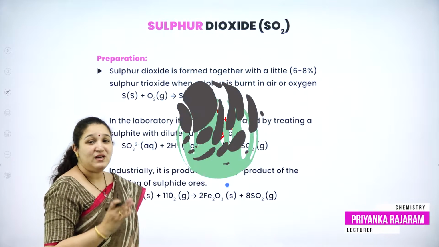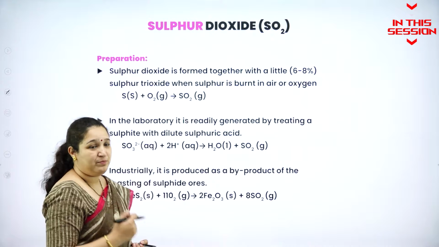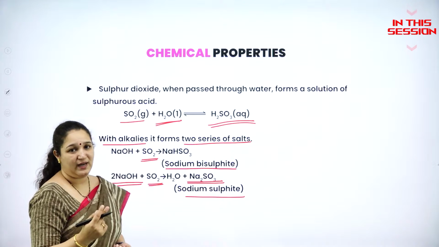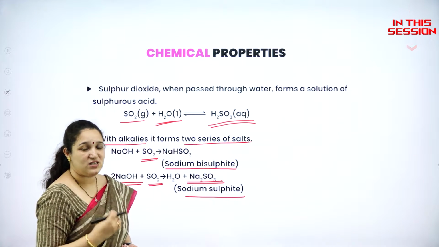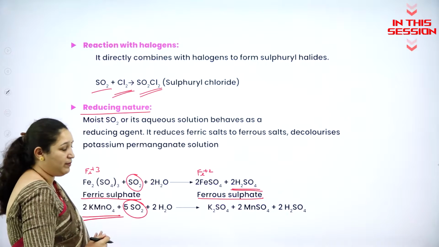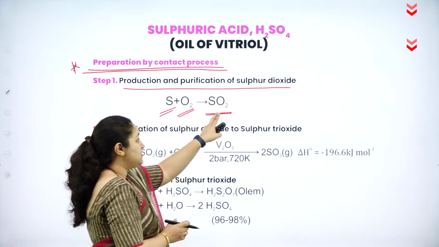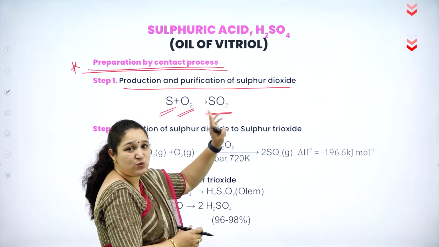First we learn about sulfur dioxide. How is sulfur dioxide prepared? Two types of salt we can get when sulfur dioxide is treated with alkali. Passing sulfur dioxide through potassium permanganate, it will get decolorized to. It is used as a drying agent for gases. Sulfur dioxide, which is formed in the first step, is mixed with air.